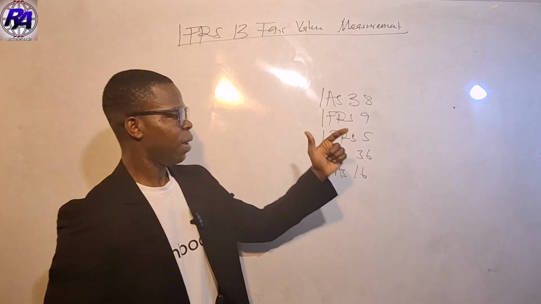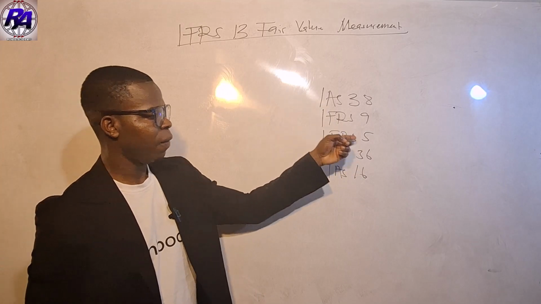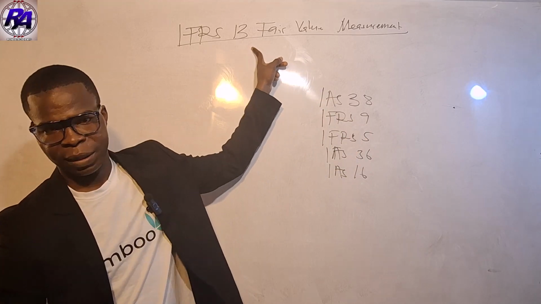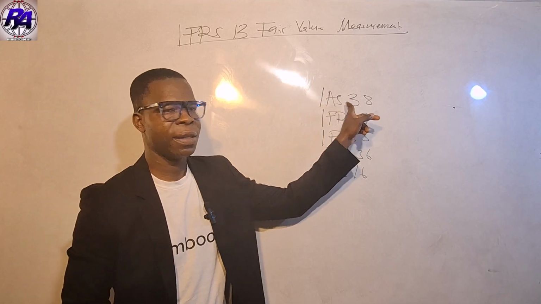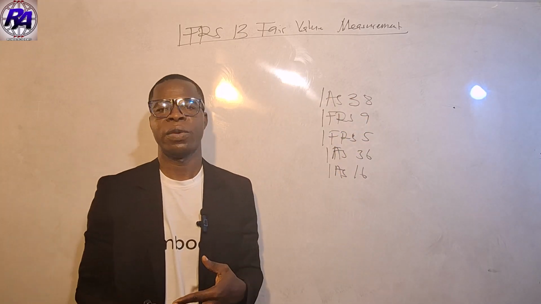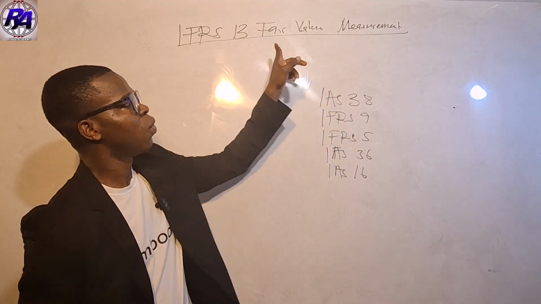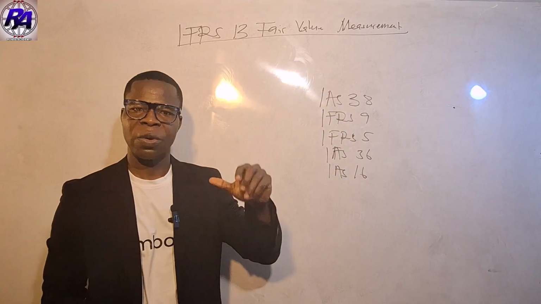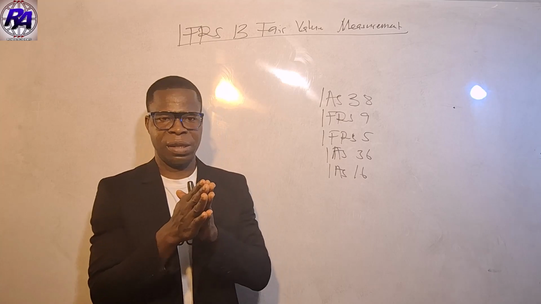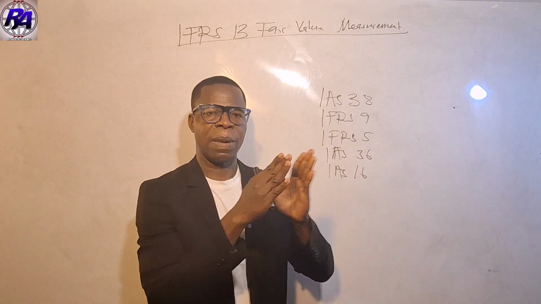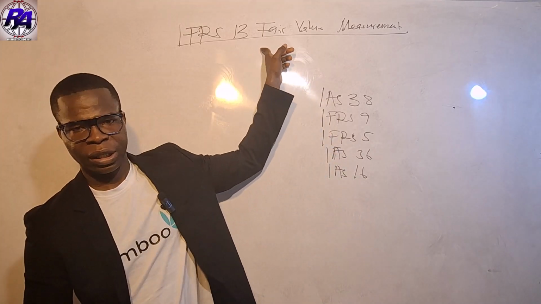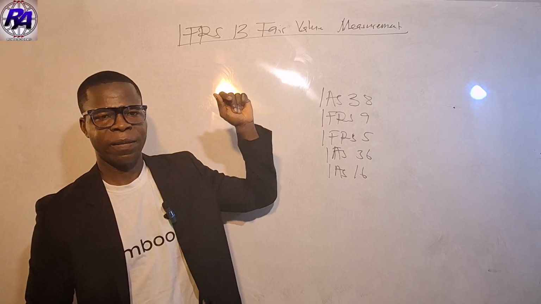So if an entity wants to fair value an item under IFRS 5, the reference point will be IFRS 13. If under IAS 38, you want to get the fair value of an asset, the reference point will be what? It will be IFRS 13. So because of making it possible for entities to always go to a particular standard to apply fair value measurement, that warrants the introduction of IFRS 13, fair value measurement.